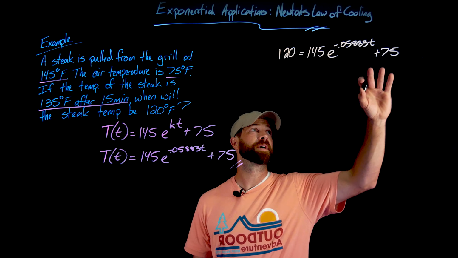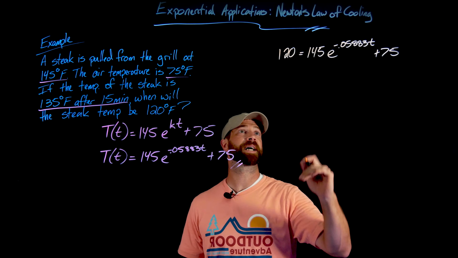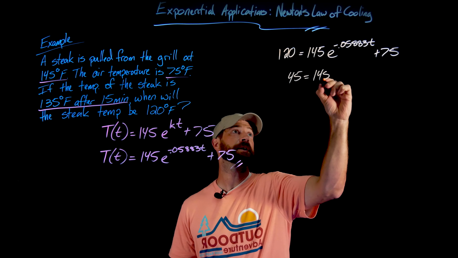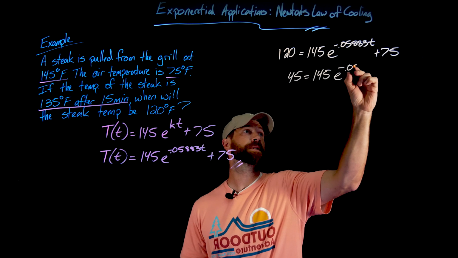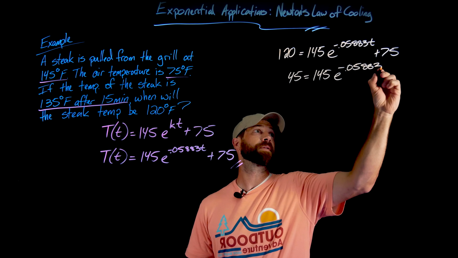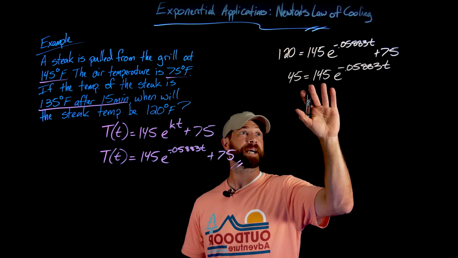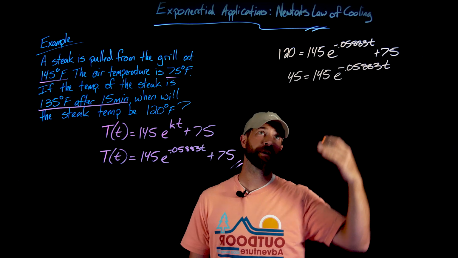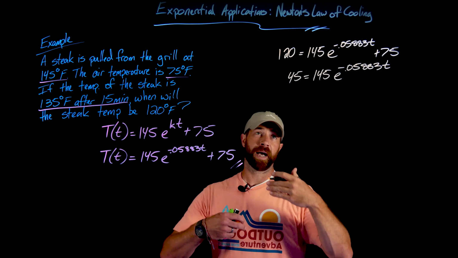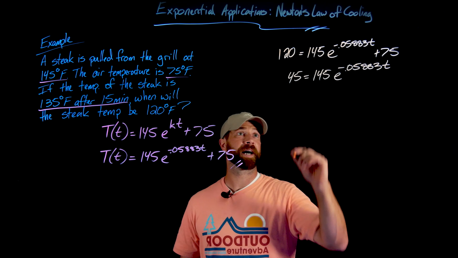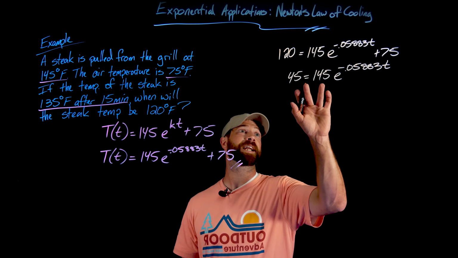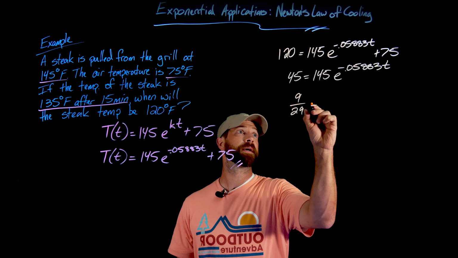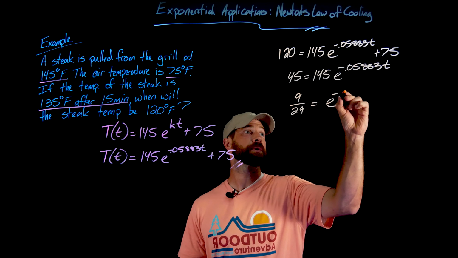And solving this is going to be very similar to when we were solving for k, because we're solving for an exponent. First thing I'm going to do is subtract 75 from both sides. What I then get is 45 equals 145 e to the negative 0.05883 t. Divide both sides by 145. I can reduce by a factor of 5, and so 45 divided by 145 reduces down to 9/29, which equals e to the negative 0.05883 t.